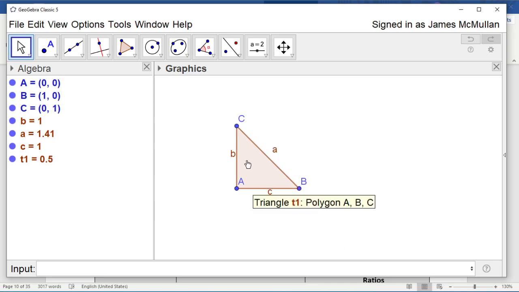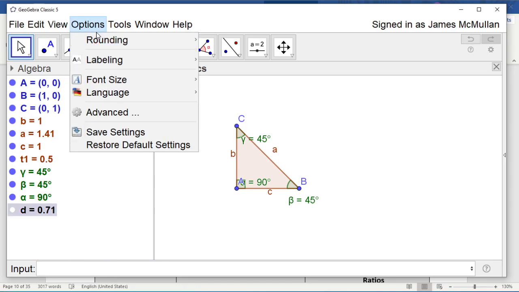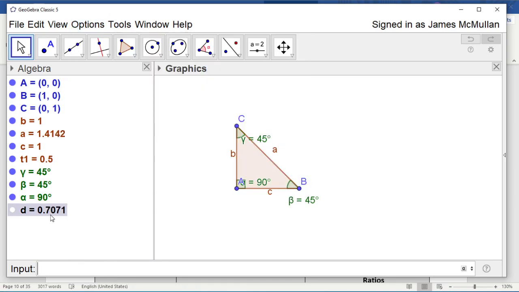Now, in this triangle, the angles are 45, 45, and 90 because the two sides are equal, and when you have two equal sides in a right triangle, you have to have a 45-degree angle. Now, if you type sine 45, you get this number 0.707. Let's round it to 4 decimals: 0.7071. Now, that number is an irrational number, and of course, it never terminates.